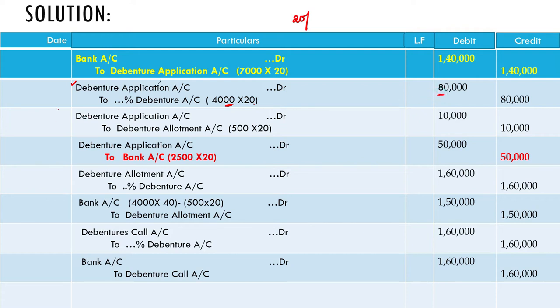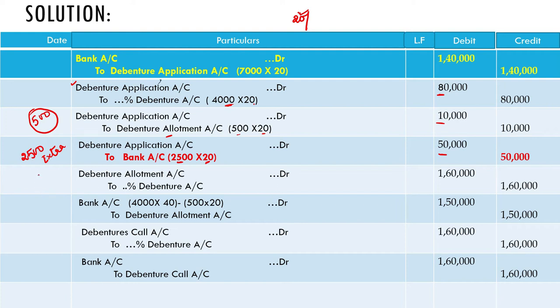Next to that, the rest amount of 500 debentures which was accepted by the company will be transferred to allotment money. So the entry will be debenture application account to debenture allotment account, 500 into rupees 20, and the amount which will be transferred to allotment will be 10,000. 500 into 20 is 10,000, and the rest 2,500 value of extra debentures will be rejected by the company, and that will be 2,500 into 20, that is 50,000.